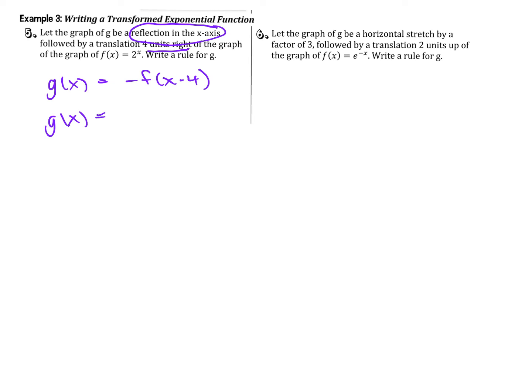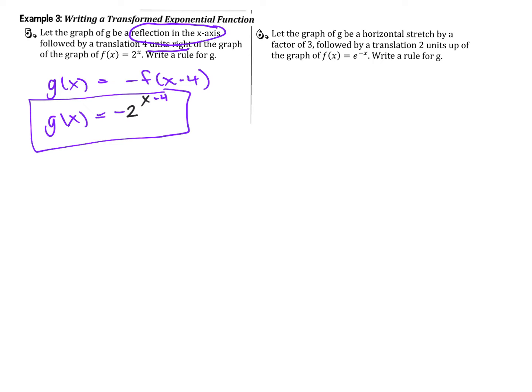So let's apply this to our function f. f is the function 2 to the power of x, except now we're going to put a negative in front, and in the exponent, we're going to substitute in x minus 4. So here is our transformed function. I'm going to encourage you to pause the video and work through number 6 on your own, and then unpause the video and see how you did.